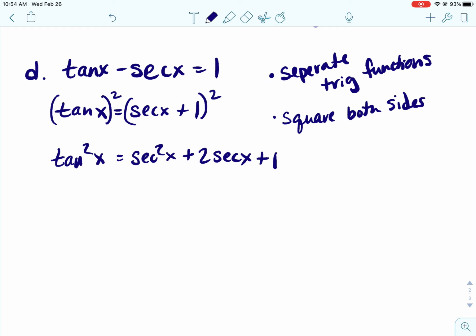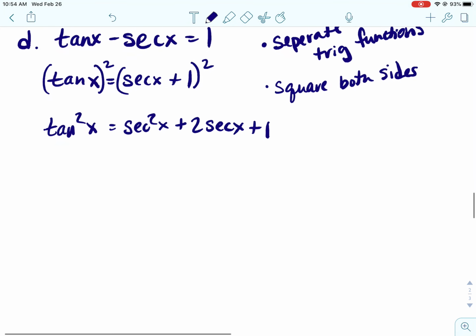Okay, so now we're in a similar situation to what we had with C. The difference was with C, we could change either one. This one, there's only one way to make it work from here to the end. So do you guys think we need to have just tangents or just secants? Yes, just secants, because this secant I'm not going to be able to get rid of.